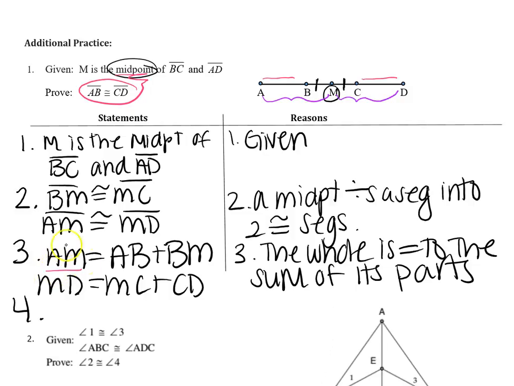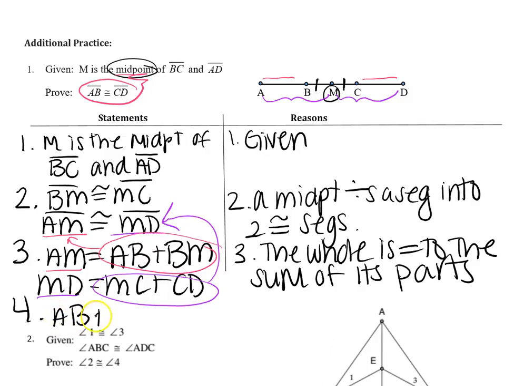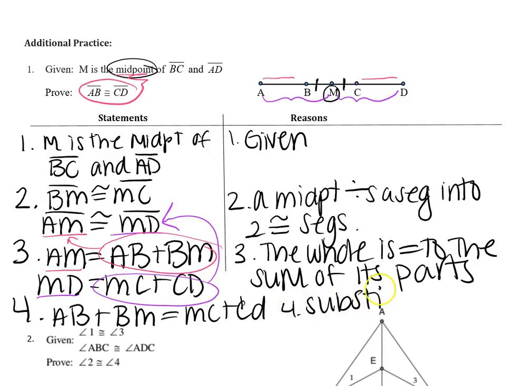All right, so here's AM, here's AM. Here's MD, here's MD. So I'm going to take AB plus BM and plug it in for AM. I'm going to take MC plus CD and plug it in for MD. So at my next step, I know that AB plus BM must equal MC plus CD. And that's just based on substitution.